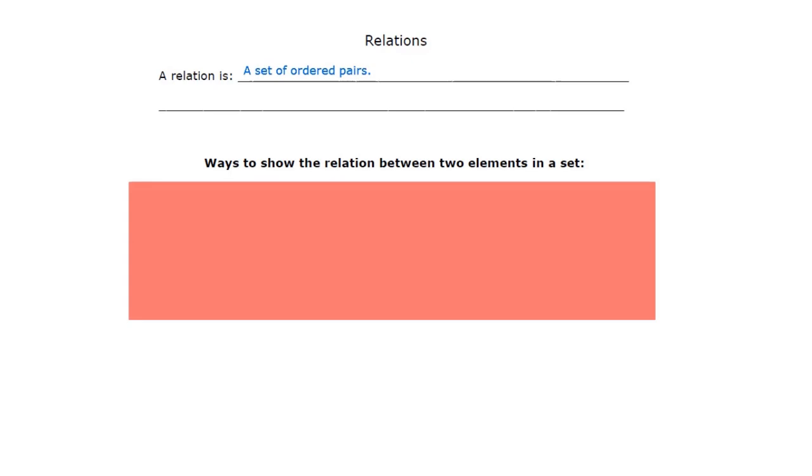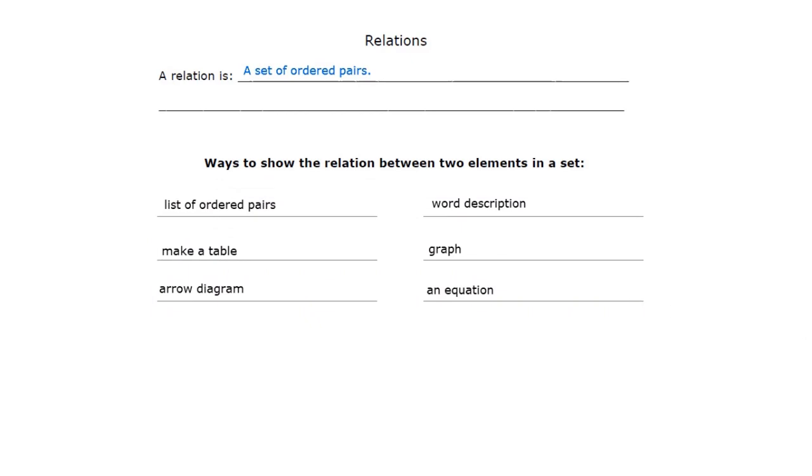There are several different ways that we can show the relation between two elements in a set. And those different ways, we're just going to list them here, but we're going to see examples as we go through each of our lessons. So the ways to show a relation between two elements in a set is through a list of ordered pairs, to make a table, an arrow diagram, a word description, a graph, and an equation.